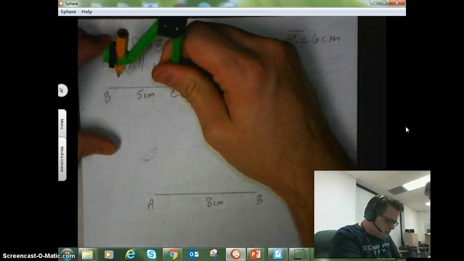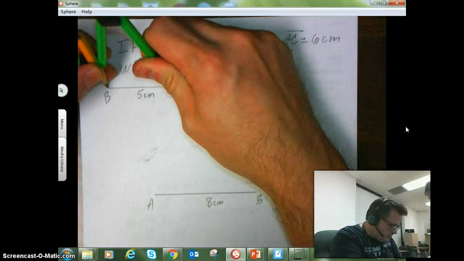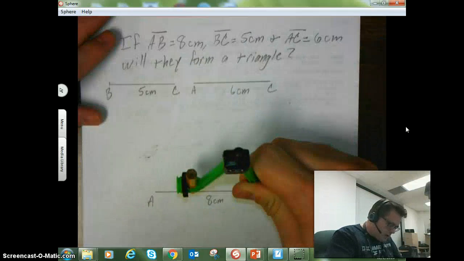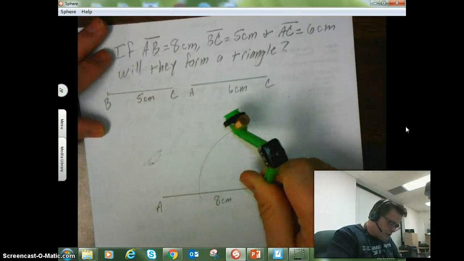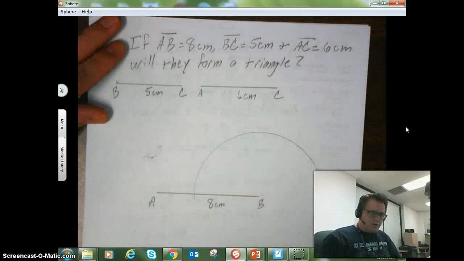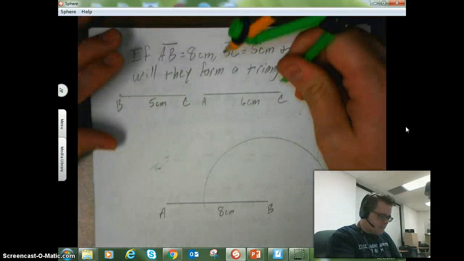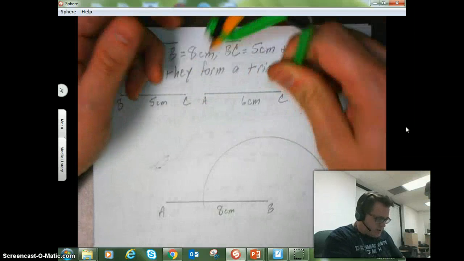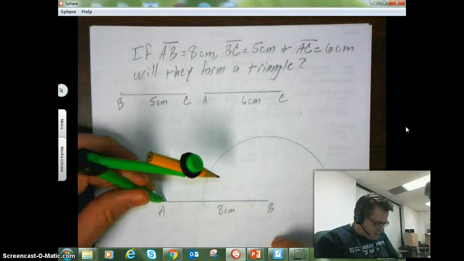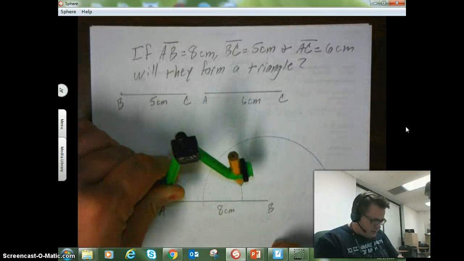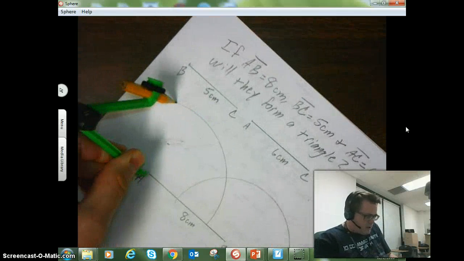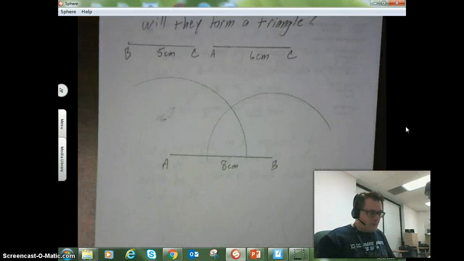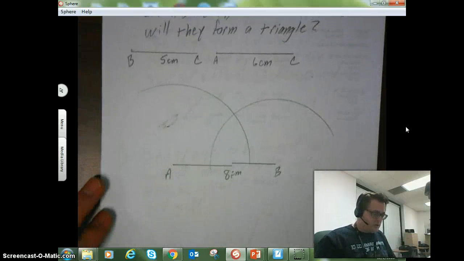Copying segment BC, I will place the point of my compass at point B, and recognize that anywhere along this arc is where point C should be located. Now I'll do the same thing with segment AC. From point A, I will make an arc, and again recognize that anywhere along that second arc must also be point C.